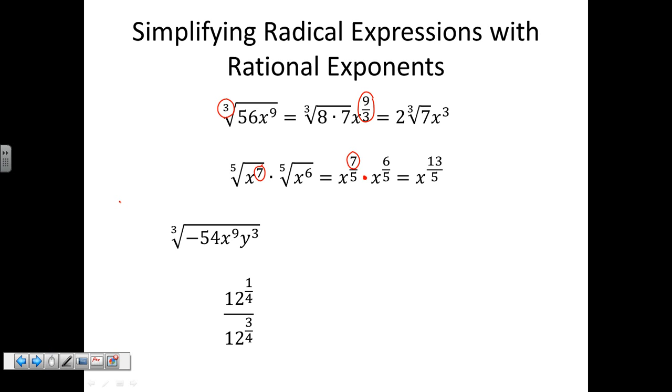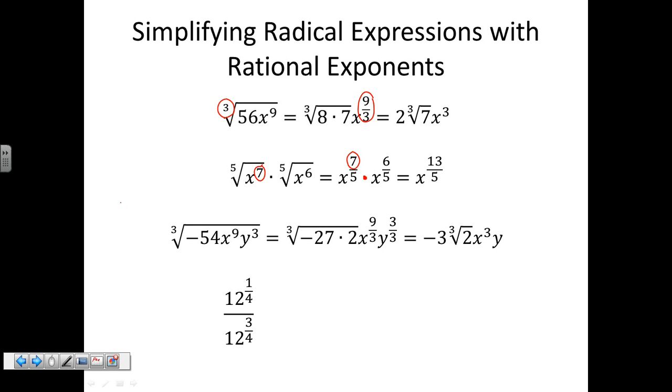Moving on to our next one, we have a cubed root. Cubed roots of negatives, not a big deal at all. When you take the cubed root of a negative number, you get out a negative number. Square roots, fourth roots, sixth roots, those even roots of negative numbers, those kind of cause a problem. But cubed roots, fifth roots, seventh roots, the odd roots of negative numbers, no big deal at all.